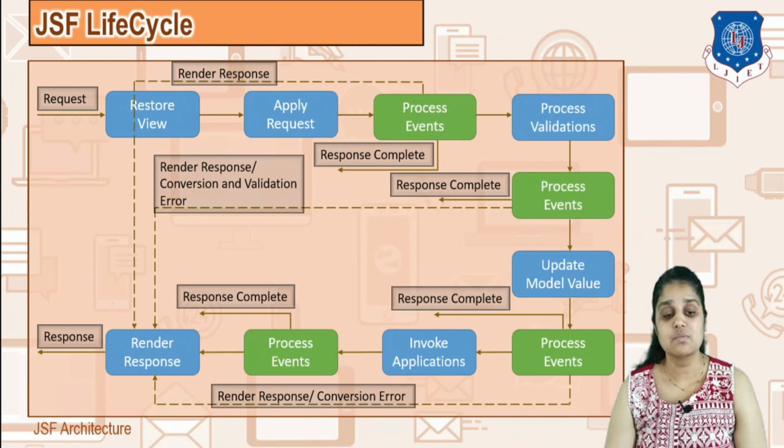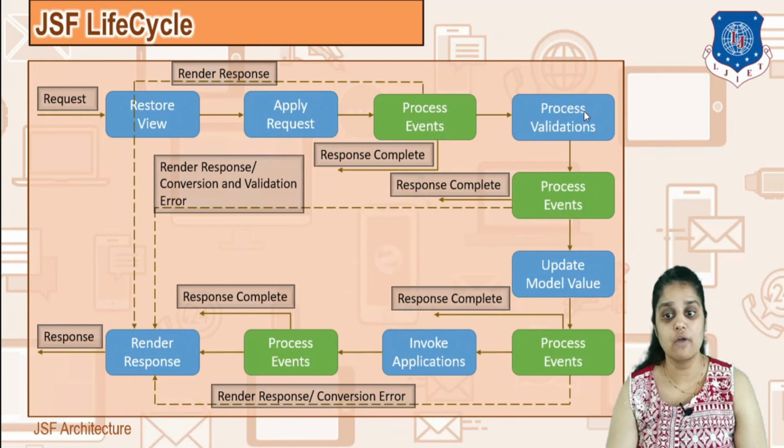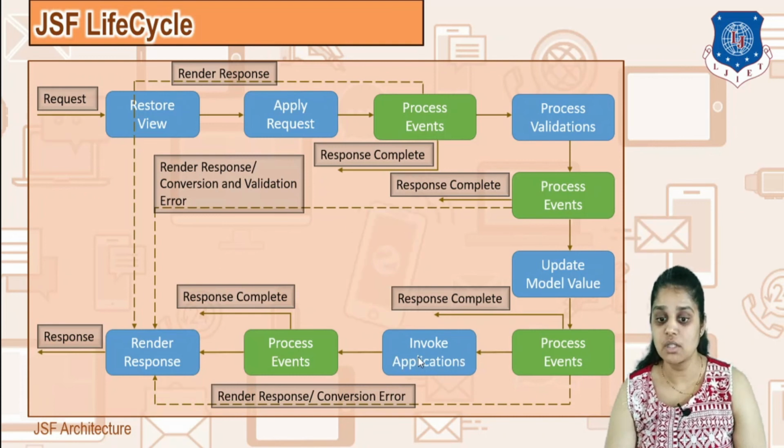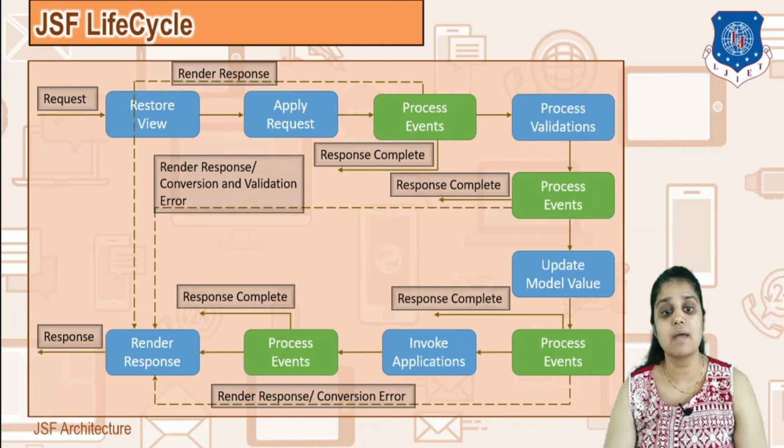The basic six steps here are: in your restore view, you are entering the details in the client form; here you are extracting them; here you are checking for the validations that you have put on; here you are updating the value inside your server if any update is required; here you are invoking any application that you want; and here you are rendering the response. And all these green parts that I have shown are processing the events, meaning they are checking for conversion errors, validation errors, or any other errors, and if there are no errors, they can either complete the response or render the response back to the client.